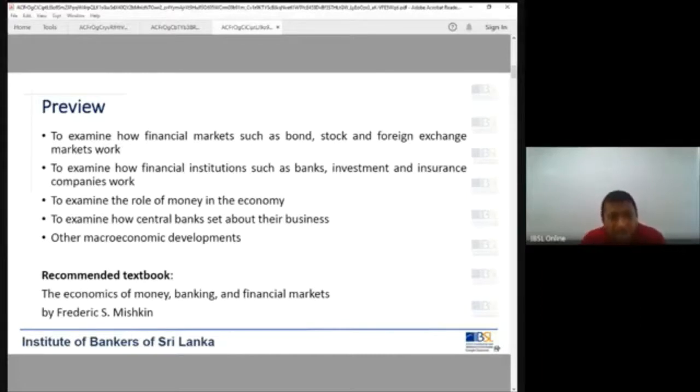And then, very interestingly, the role of money, right? These days, everybody is talking about central banks printing money, money supply increasing. What's the role of this money in the economy? That's very interesting for us to see, so we will look at that also in this program. And more interestingly, how central banks set about their business. Why do central banks exist? What is their focus, what do they want to achieve? What's their role in the economy? These are the areas that we will try to understand.